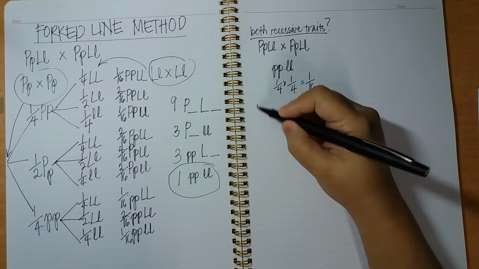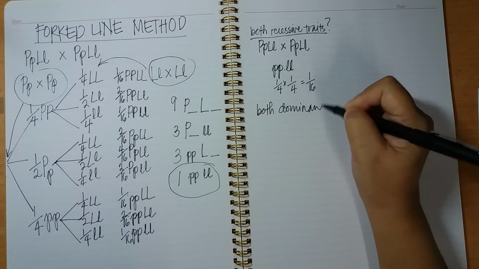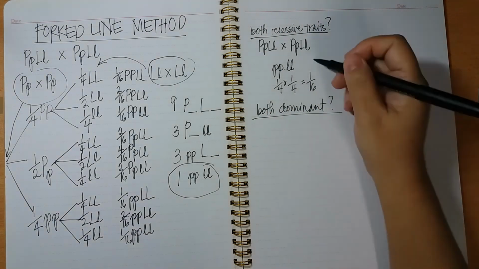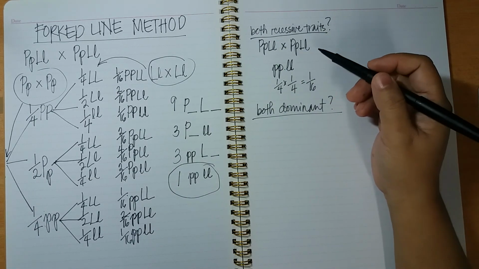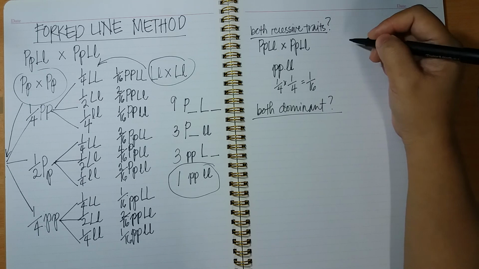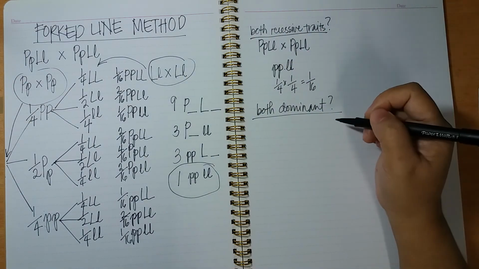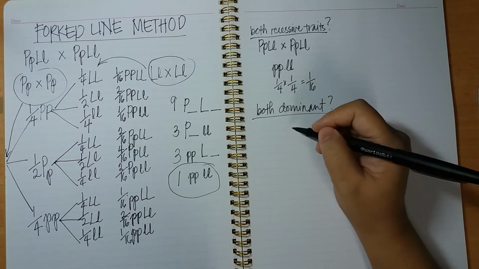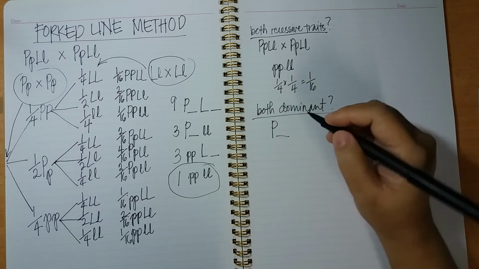Sorry. Kung both dominant naman, how do we solve that? Ang ginawa ko dito, probabilities lang. Without doing the Punnett square, the fork line method. Basta alam mo yung outcome ng monohybrid cross, kayang-kaya mo to. Right? So, kung both dominant traits present in the individual, ano ba ibig sabihin ng both dominant? Meron kang at least isang dominant na allele for both.